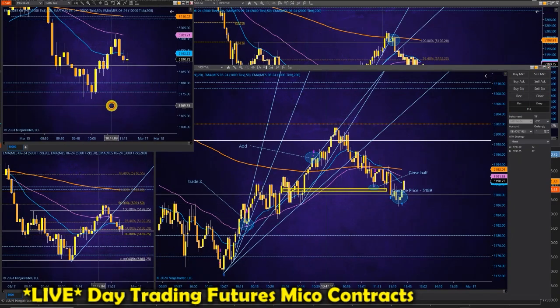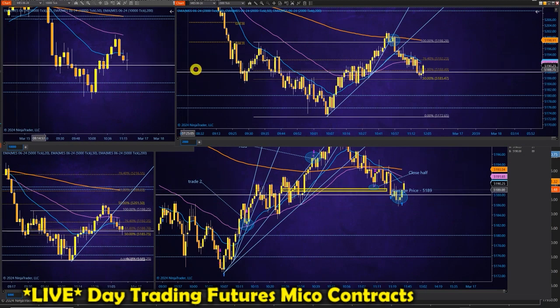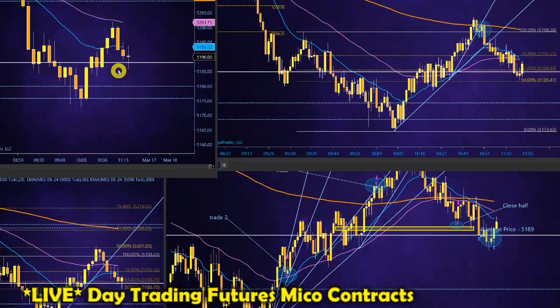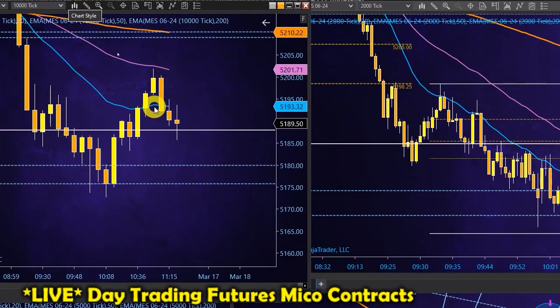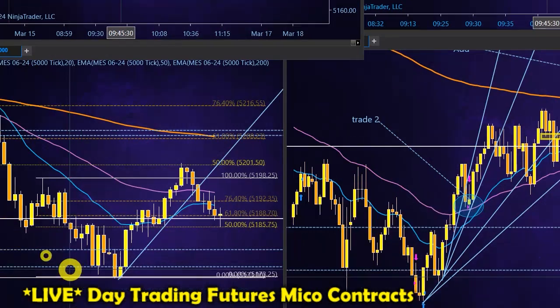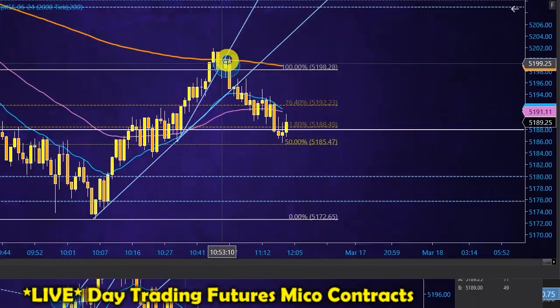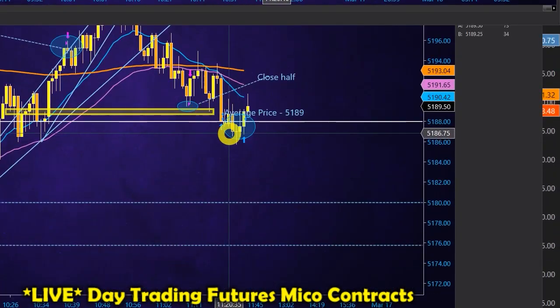What can we take away from this? I don't like trading at lunch hour. We could take that away. Price has really gotten back into the strong sell zone. It's below all moving averages on the 10,000 tick. It's below all moving averages on the 5,000. It's below all moving averages on the 2,000 and the 1,000.